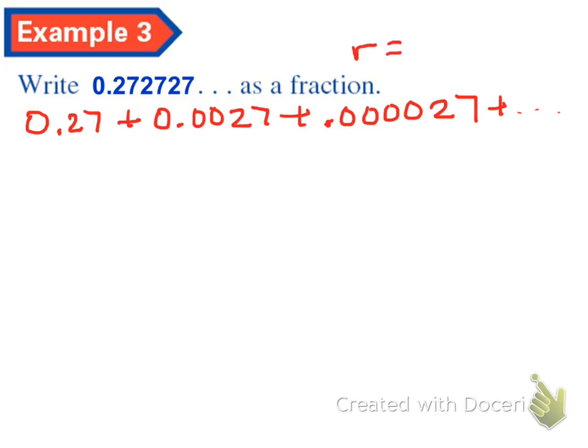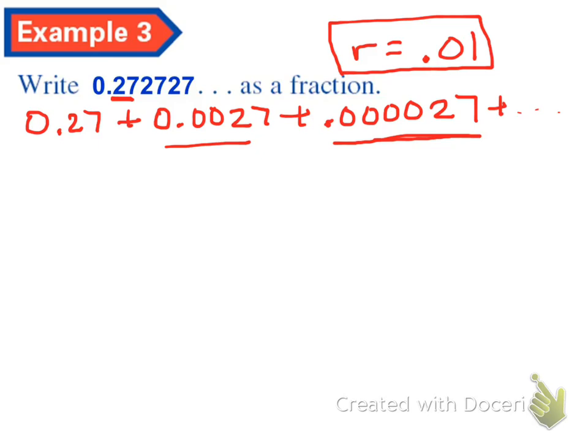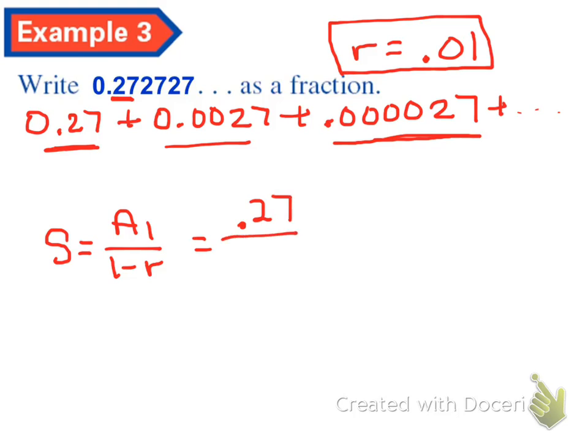Remember, to get the rate, take and divide by the previous term. So take your last term, divide it by the previous term, and what you'll find is that the rate this time is 0.01. Notice that when we had two digits that are repeating, the rate is 0.01, two numbers behind the decimal. So now that we know our rate and we know our first term, we can use what we know about infinite series. Take the first term, divide it by 1 minus the rate. So what we want is 0.27 divided by 1 minus the 0.01.